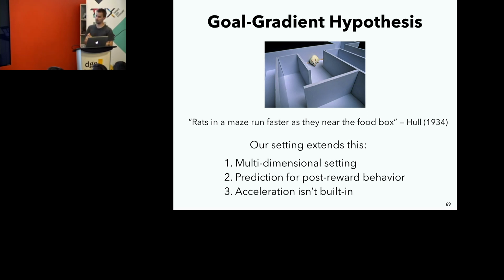Okay, so actually this is related to an old hypothesis, almost 100 years old now, where the original finding was that rats in a maze run faster as they near the food box, even if there are walls right between them and getting around those walls would mean going all the way back. Yeah, exactly. That's right. So our setting is kind of a multi-dimensional version of this. Models that try to figure out why the goal gradient hypothesis behavior actually happens always build in the acceleration. They always say, okay, we assume it accelerates. Basically, they're assuming what they want to show. And our model also has a prediction for post-reward behavior. So I just wanted to point out the connections to this old literature.